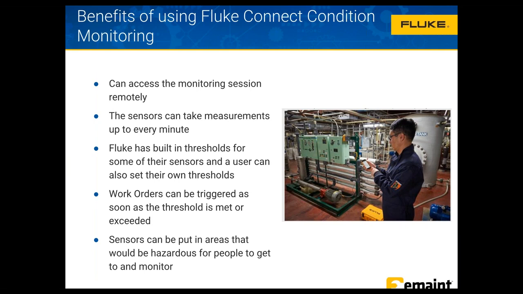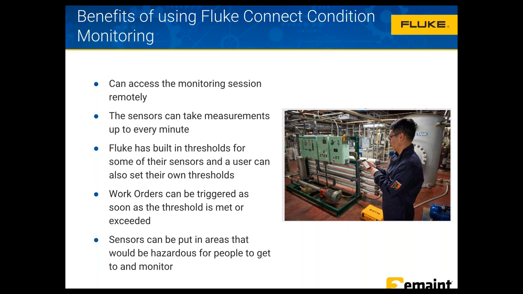So the benefits of using Fluke Connect condition monitoring is that you can access the monitoring sessions remotely. So even when you're not at the plant or you're not looking at that line specifically, you can still see the data coming in on your mobile device. The sensors can take measurements every minute or every 5 minutes, et cetera, depending on what you want to have set. This allows you to see constant data coming in to give you a better idea of how your assets are performing. Fluke has a couple of built-in thresholds for their sensors, so that way you don't actually have to do any of the physical work if you're brand new to using condition monitoring. You don't need to have a lot of experience to be able to have predictive maintenance come out of your system. You're also able, though, to set your own threshold.